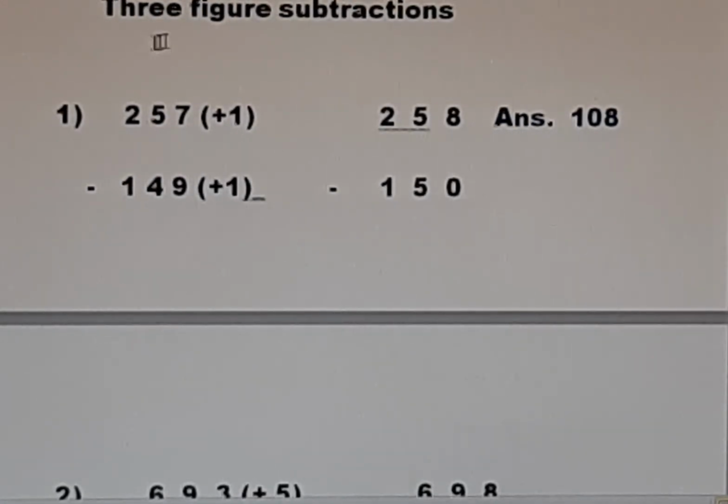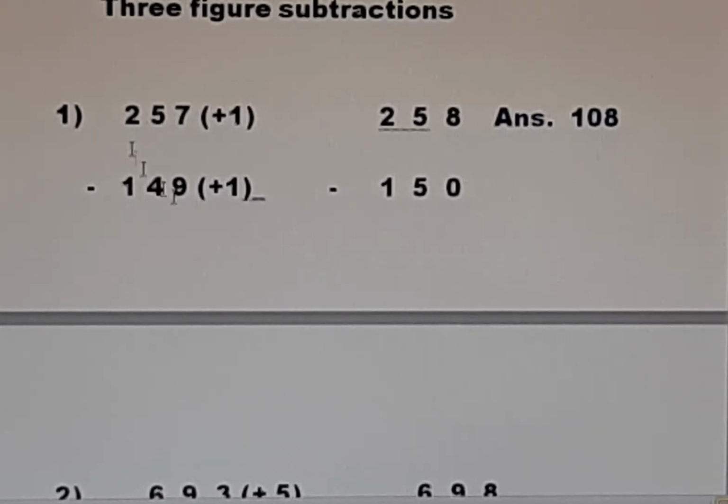Now we will go toward 3 figure subtraction. 257 and 149. The higher figure is 257 and the lower figure is 149. Now you have to check it. Can you minus 1 from 2? Yeah. Can you minus 4 from 5? Yes. Can you minus 9 from 7? No. So this figure, you have to maintain.